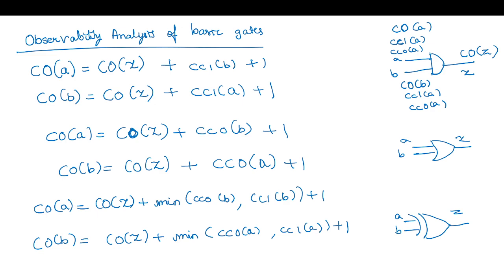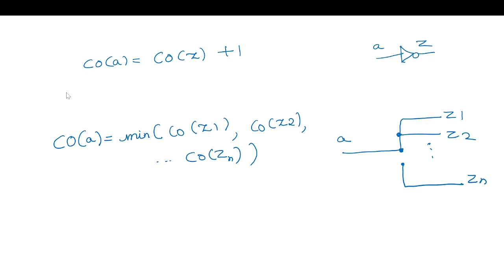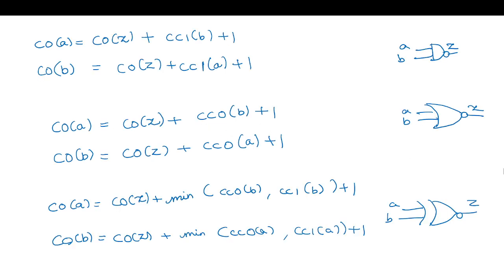Can you explain the XNOR again? Yes. Observability or controllability? For observability, the non-controlling value: if we want to observe A, then B should be a non-controlling value. For an XNOR gate, both 0 and 1 are non-controlling.